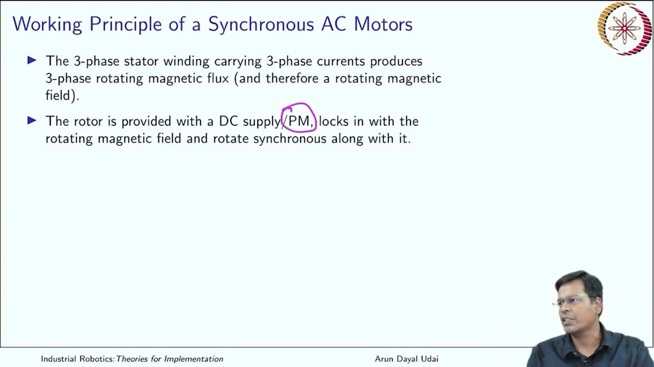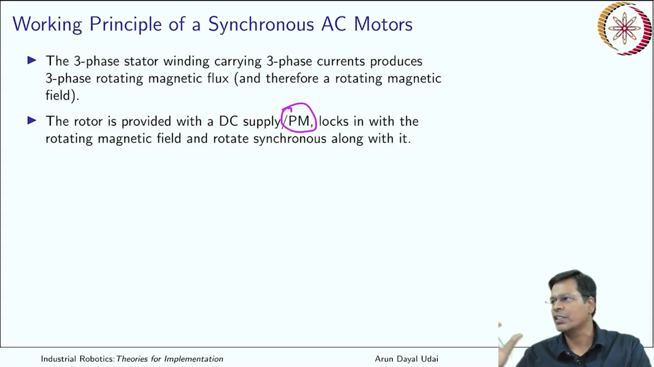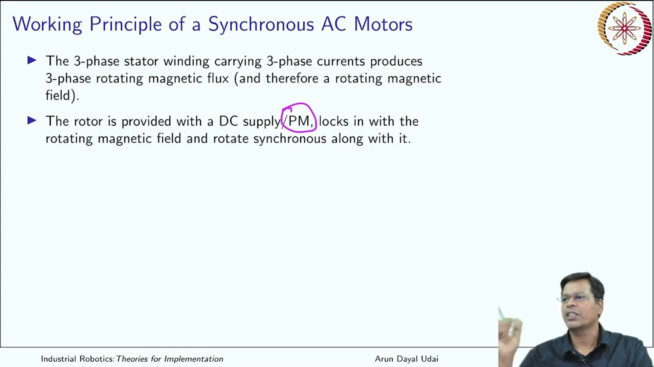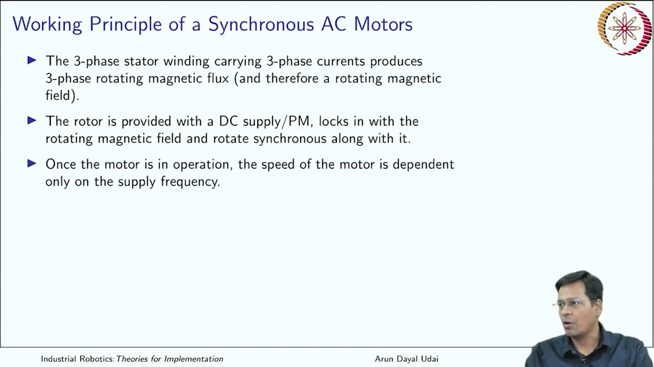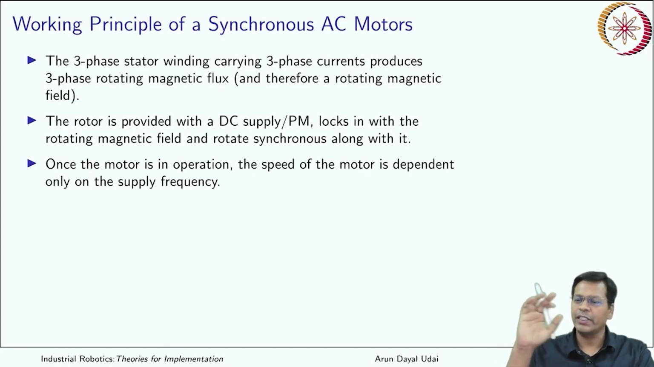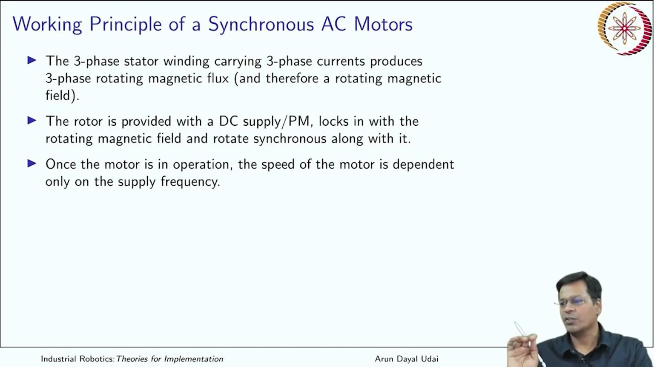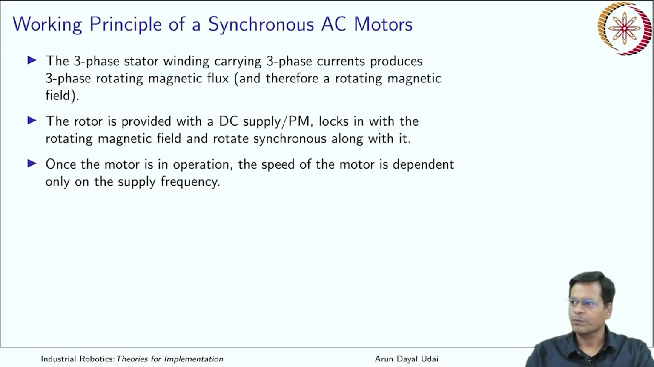It can just be a permanent magnet which locks in with the rotating magnetic field and rotates synchronously along with it. Once the motor is in operation, the speed of the motor is dependent only on the supply frequency. The rotating magnetic field is because of a fixed frequency supply, so it rotates with the frequency of the input AC supply. So in order to change the speed, you have to change the frequency.